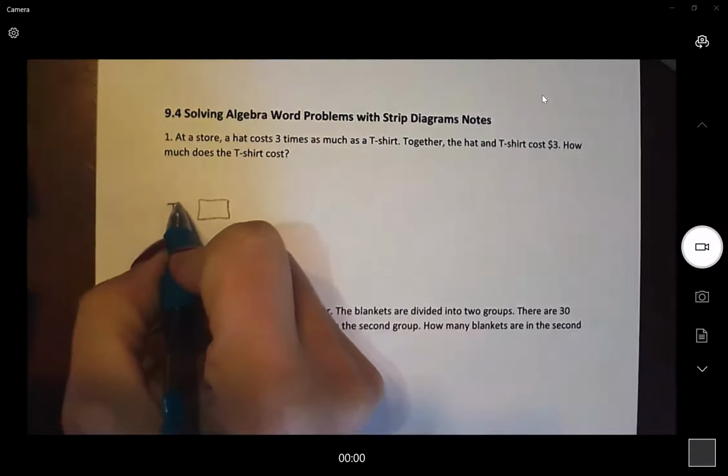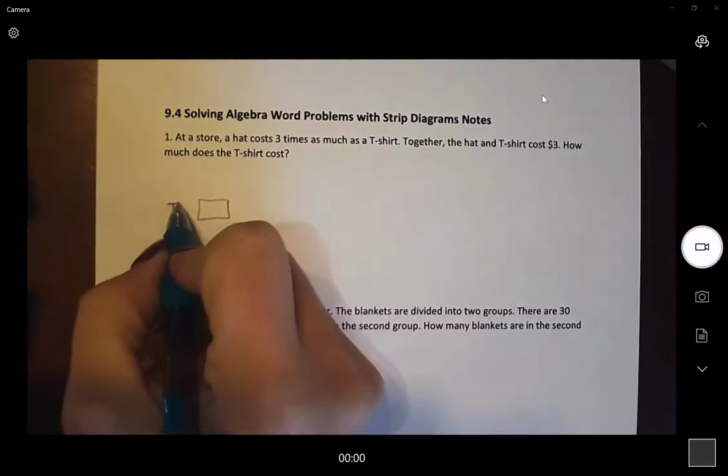Now together, those cost, this is an error. This should be cost $36. I'm not sure what happened there. So you see that's $36. So together, those cost $36. What I know is that I have 4 equal parts here. If I have 4 equal parts and I know the total, then I can take that total, divide it by 4, and find the value of each part. So these are each going to be 9.